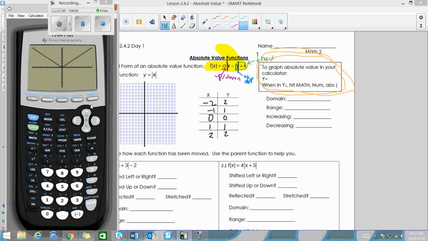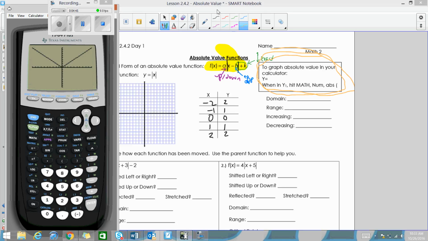Did I graph a parabola? No. Did I graph 2 lines? No. This is an absolute value function. It's kind of like the hybrid. It's like the combination of linear and parabolas at the same time. But it's not. Absolute value, the shape that it makes is a V. It's going to make a V.